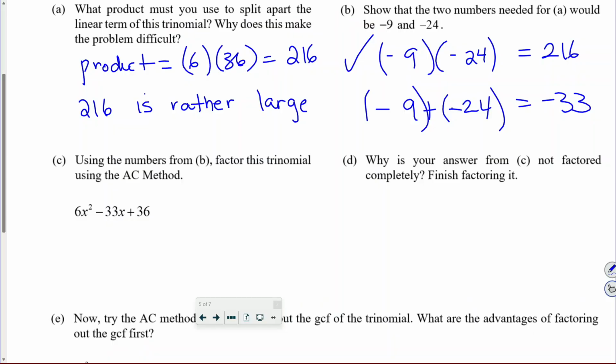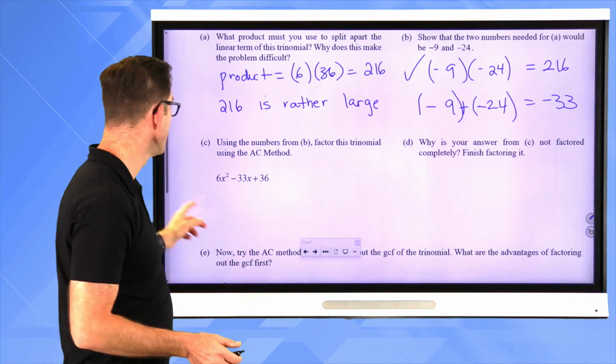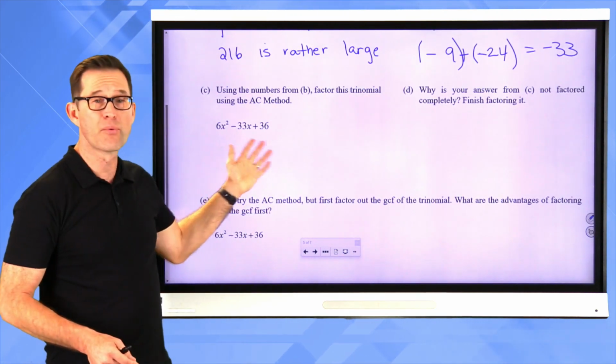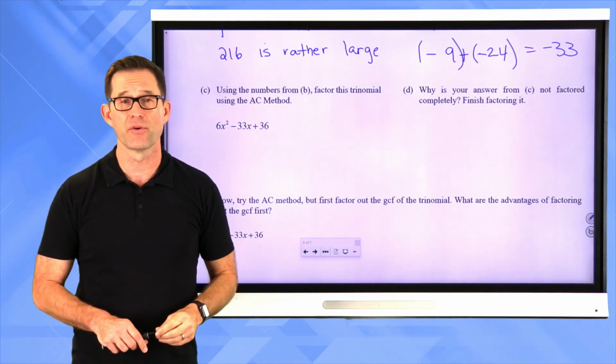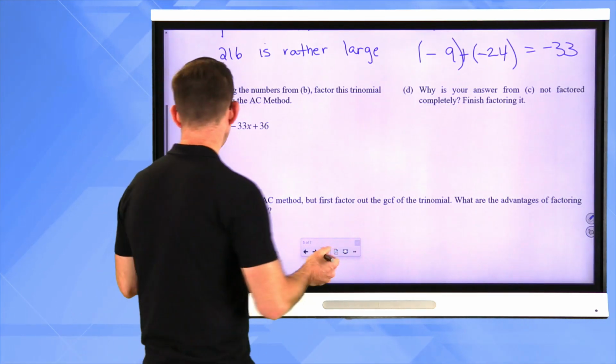Using the numbers from B, factor this trinomial using the AC method. Why don't you go ahead and do it? That's actually not that difficult. Take the negative 9 and the negative 24, break up the negative 33 using those two numbers, and then go ahead and factor it by grouping. All right, so what do we have?